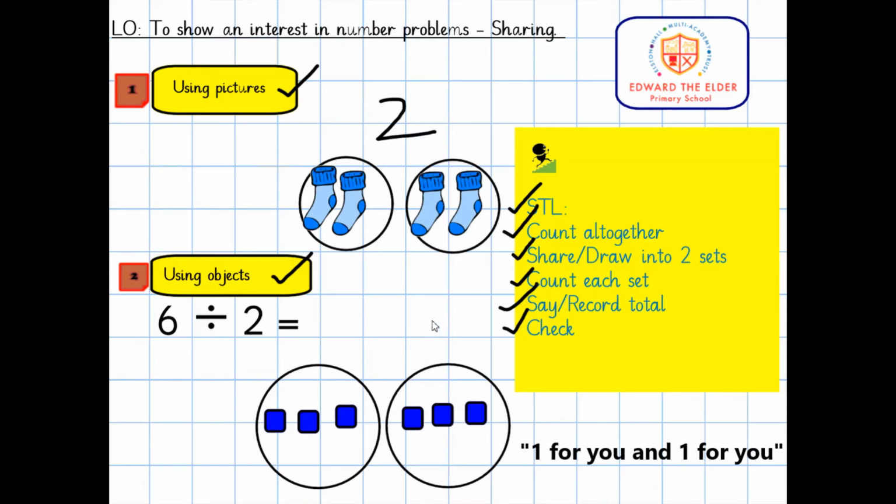We would then count each set, encouraging the children to touch the objects as they count carefully. 1, 2, 3, 1, 2, 3. We would then say and record the total. So 6 divided by 2 is 3. Again, we would ask the children to check the total by counting one of the sets. 1, 2, 3. And these counting skills go hand in hand with recognising numerals. When children are secure in these areas, they can begin to match amounts or totals to numbers.